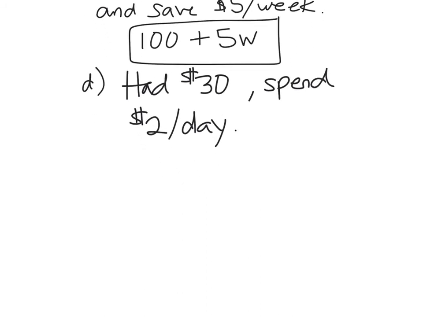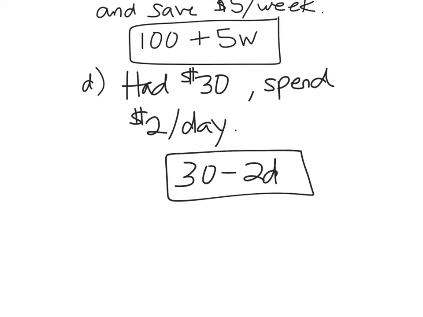All right, what do you got? 30 minus 2D. Perfect. 30 minus 2D. Nice. All right. I'm insulting your intelligence, right? You're like, come on. Yeah, I thought so. All right, we'll do some harder ones.